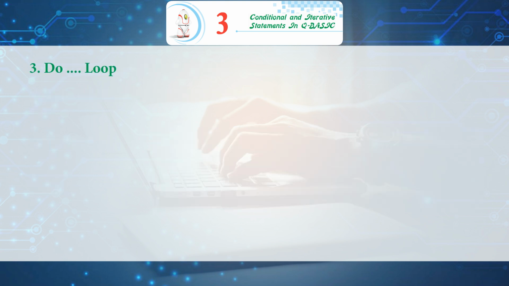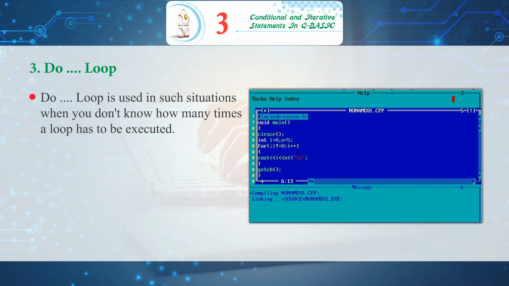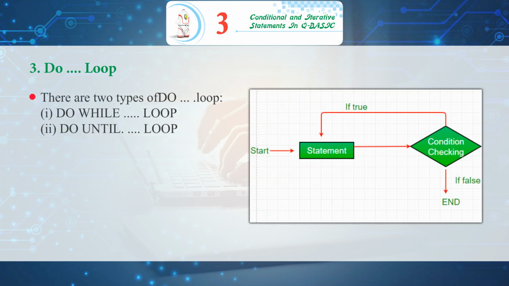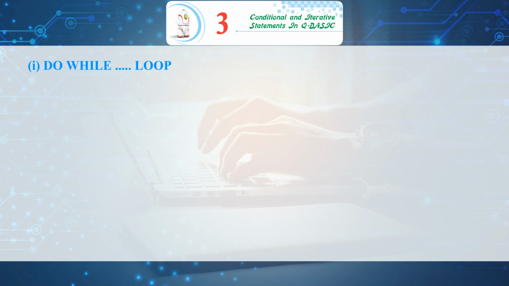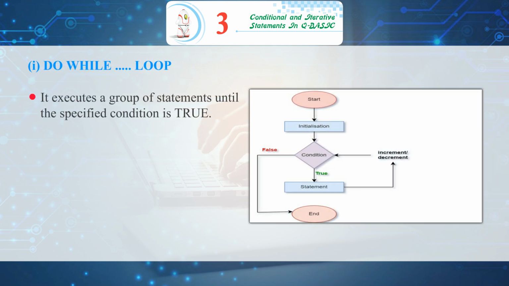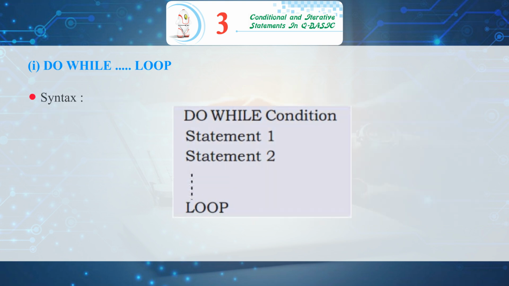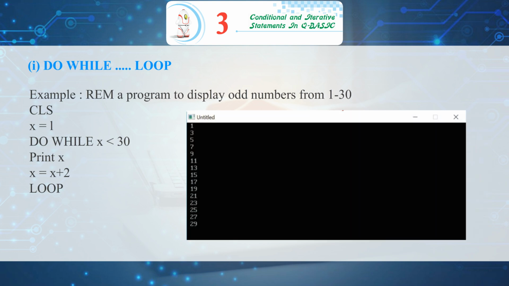CLS. 3. DO loop. DO loop is used in such situations when you don't know how many times the loop has to be executed. There are two types of DO loop. 1. DO WHILE loop. 2. DO UNTIL loop. 1. DO WHILE loop. It executes a group of statements until the specified condition is true. Syntax. Example. REM a program to display odd numbers from 1 to 30.